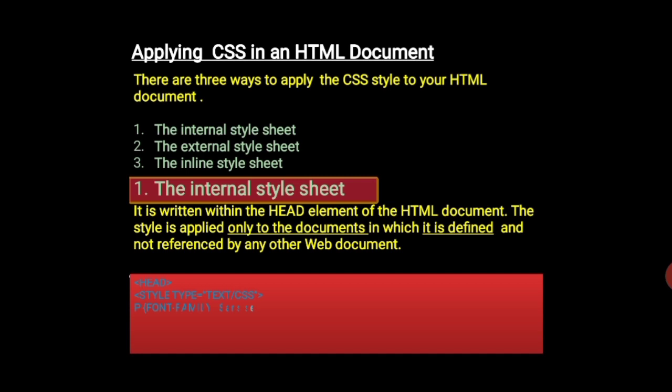One example I have written, you see: head, style type equal to text/css, font-family, the name of the font, color equal to the given color code. Then another font family, another name, color, and then style close. So style is a tag you must write, remember, and it is written within the head tag. That's why it is known as the internal style sheet. This is the way of writing.